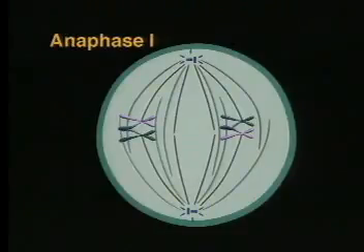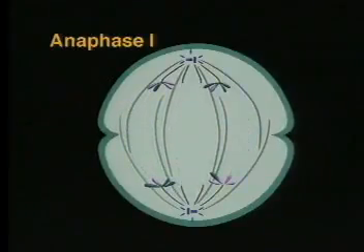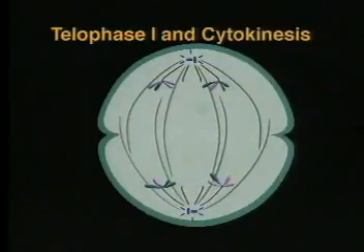During anaphase 1, the homologues separate from each other and are pulled to the opposite poles by spindle fibers. Note that the sister chromatids remain attached to the centromere and move as a single unit to the poles. By telophase 1, the homologues have arrived at their opposite poles. Each pole now has a haploid set of chromosomes, but each chromosome still has 2 chromatids.